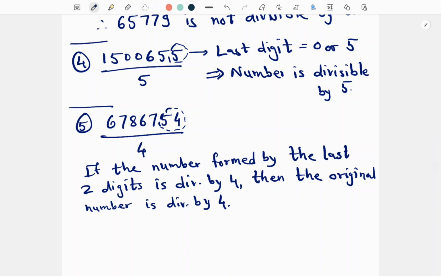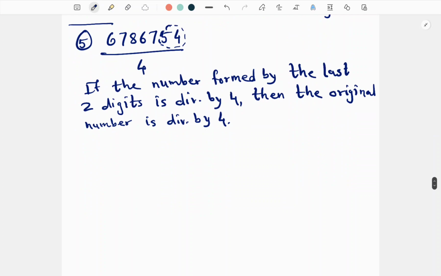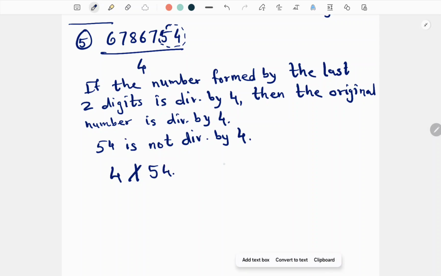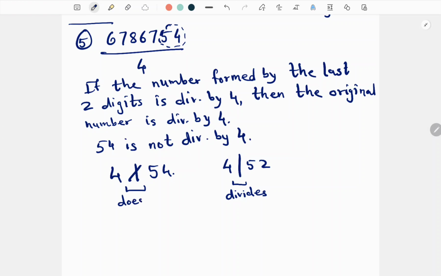Let's first see if this gives us what we are looking for. So this 54 is not divisible by 4. I'm going to introduce notation that saves me some writing. Not divisible by 4. And the notation for that is, it says 4 does not divide 54. If I want to say 4 divides a number, say 4 divides 52, then I will say 4 divides 52. This is a notation for divides. And this is a notation for does not divide.